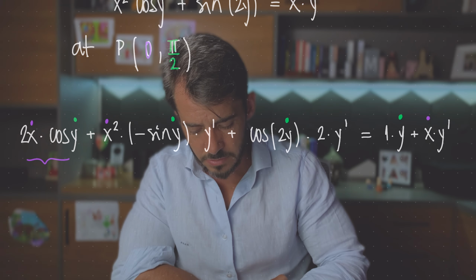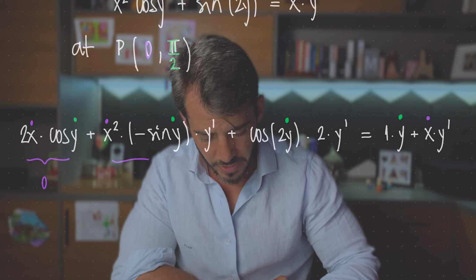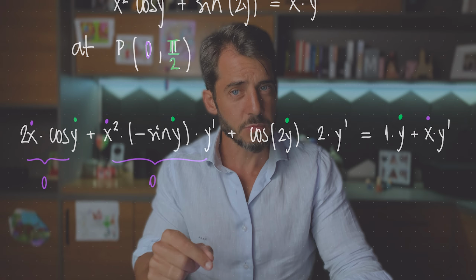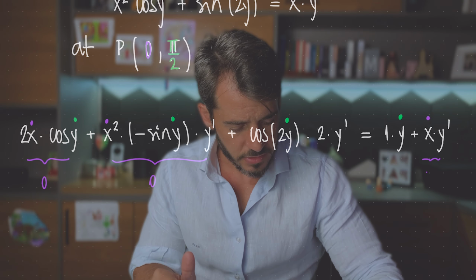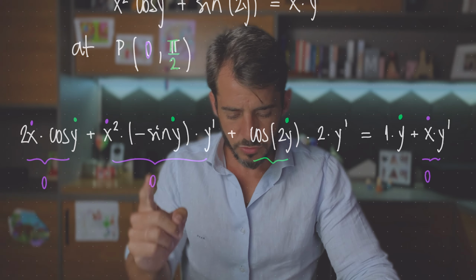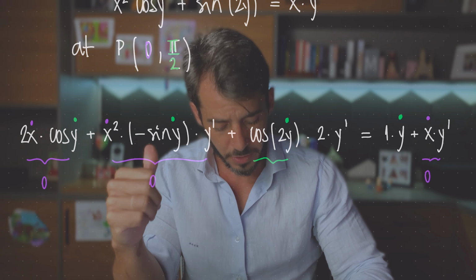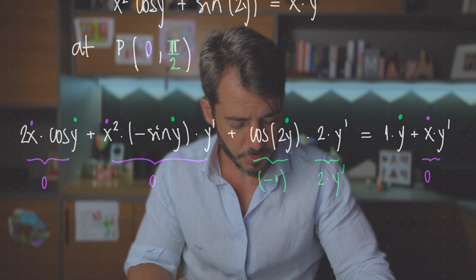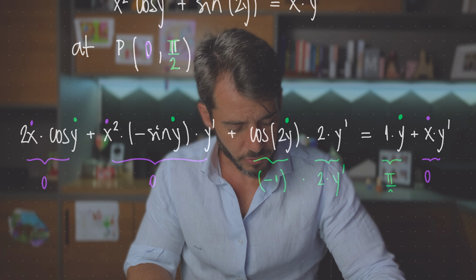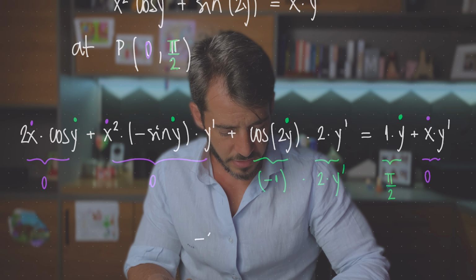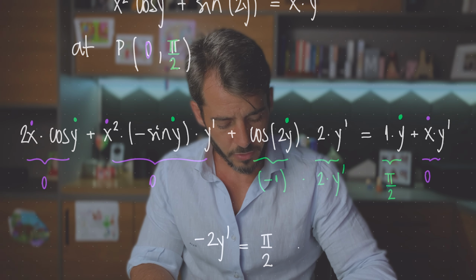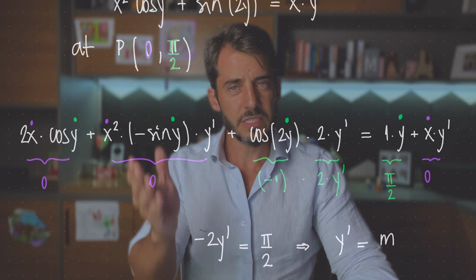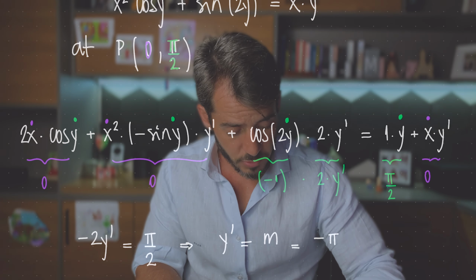Given that we're multiplying this by 0, we have 0 over here. We have 0 over here. You see how much time you can save by replacing this point in this step right here. This guy is 0 as well. We have cosine of 2 times pi over 2, which is cosine of pi, which is -1. Over here, we just have 2 times y prime, so 2y prime. And right here, we have 1 times y, so pi over 2. So all there's left is -2y prime equal to pi over 2. That means that y prime, which by the way is the slope of the tangent line, is equal to -pi over 4.